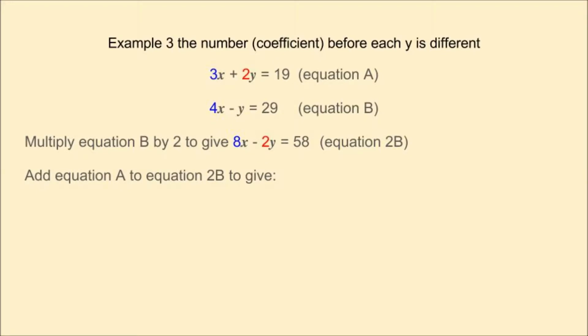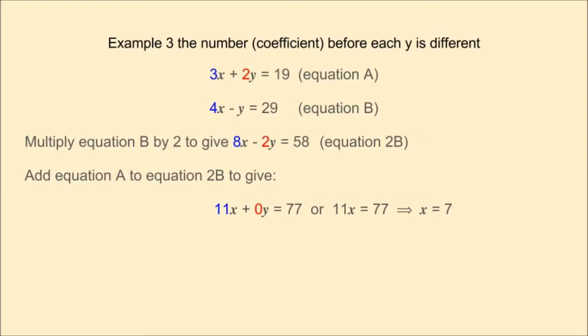This means now we can add equation A to equation 2B, and this will then give us 3x plus 8x gives us 11x, positive 2y add negative 2y gives us nothing, and 19 plus 58 gives us our 77. So 11x equals 77, divided by 11 gives us that x is equal to 7.